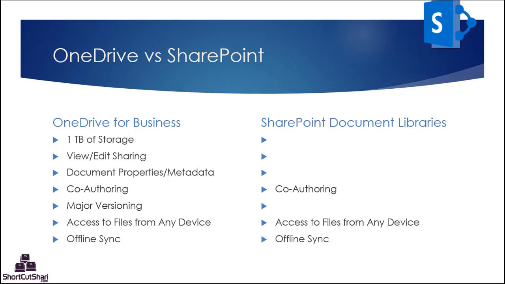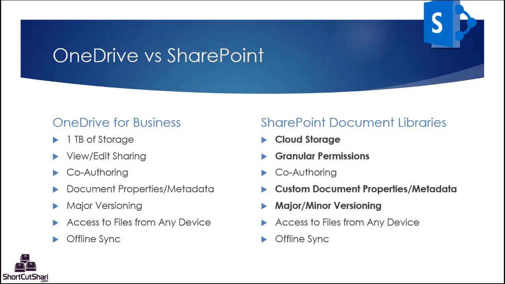We talked about what we get in OneDrive: a terabyte of storage, being able to view and edit and share your files, document properties and metadata, co-authoring, major versioning, access to files from any device, and then offline sync. SharePoint document libraries also offer co-authoring, access to your files from any device, and offline sync. But let's look at some of the differences. SharePoint document libraries are also cloud storage, but they don't have the limit of a terabyte. It depends on the settings for SharePoint.